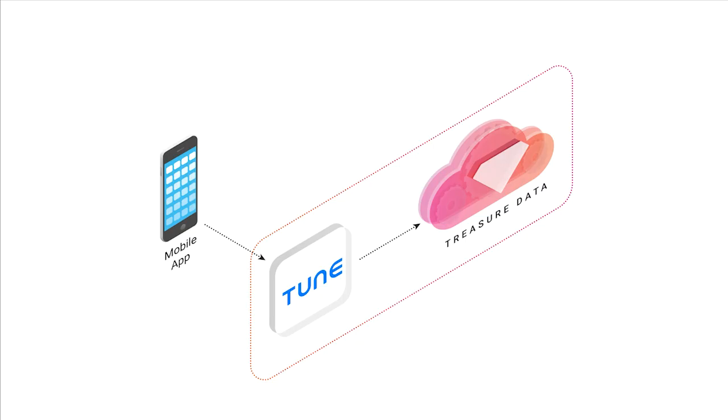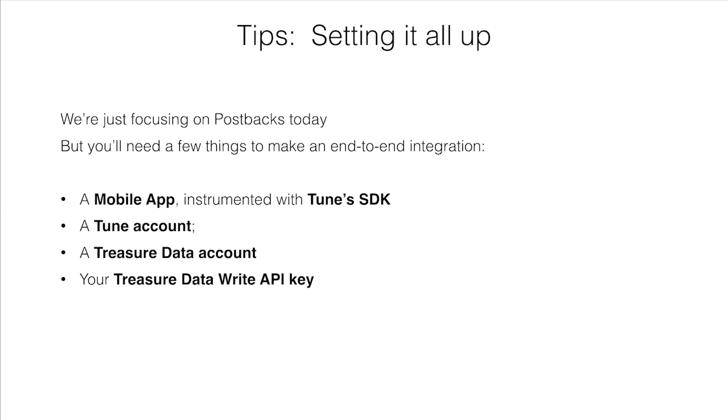Treasure Data gives you absolute freedom and flexibility to use and customize your data for unique insights or even apply machine learning. Although we're focusing on postbacks today, you would need a few things to make an end-to-end integration. First of all, you need a mobile app which is instrumented with Tune's SDK. You would, of course, need a Tune account. You'd need a Treasure Data account, and you need a Treasure Data API key. For our demo today, we're only going to focus on creating the Postback URL within the Tune account.